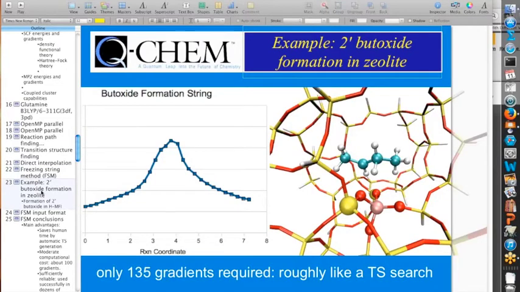For an application that was done in my group, this is essentially the formation of the 2-butoxide species in MFI zeolite. There's a cartoon on the right here, where we're beginning with butene and making butoxide. On the left is the 20-node FSM picture of the reaction coordinate going from the physisorbed species at the left to the butoxide species that's then chemisorbed at the right. The guess at the transition structure corresponds to this highest node here in the middle. 135 gradients were required for that. And then you launch the transition state search from that very good guess.